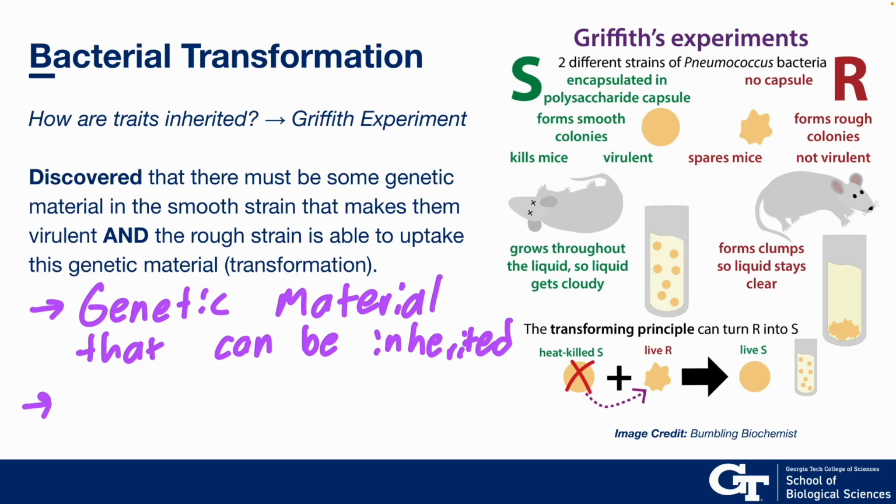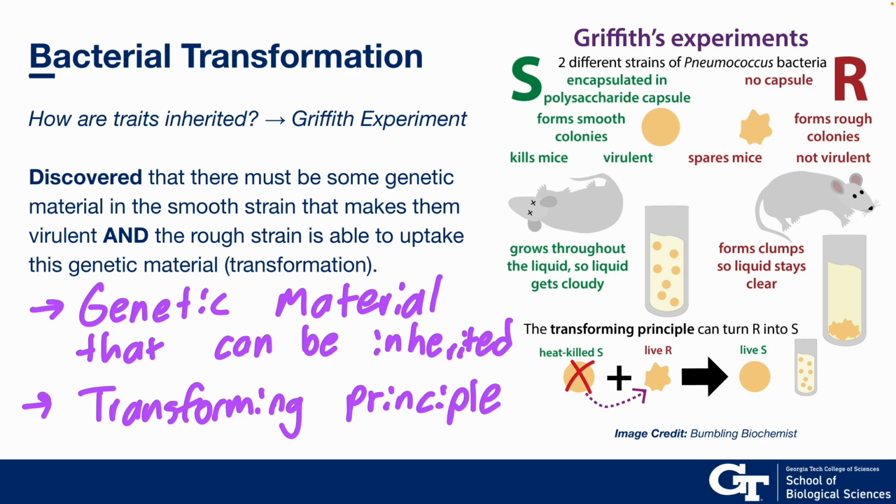And because this genetic material obviously came from dead cells, we called this the transforming principle. Because this DNA was coming from, we didn't know it was DNA at this point, because this genetic material was transforming the R cell into the S cell. And so there's some genetic material stored in the S cell that could be picked up by the R cell to turn it into an S cell. So basically, the Griffith experiment proved that there was some way traits could be inherited and that it can be taken up in the environment. So there's the existence of some genetic material and it can be transformed.